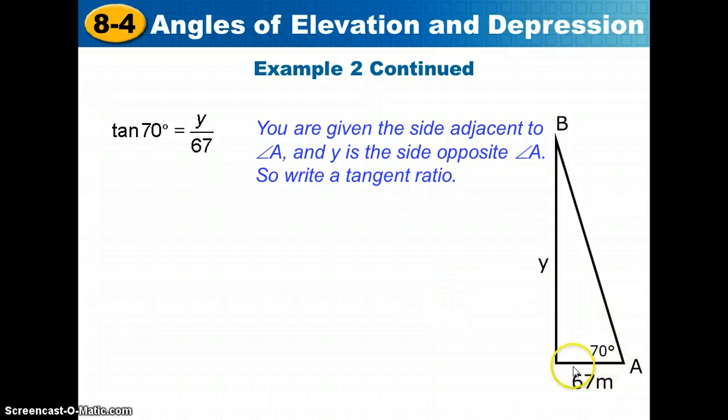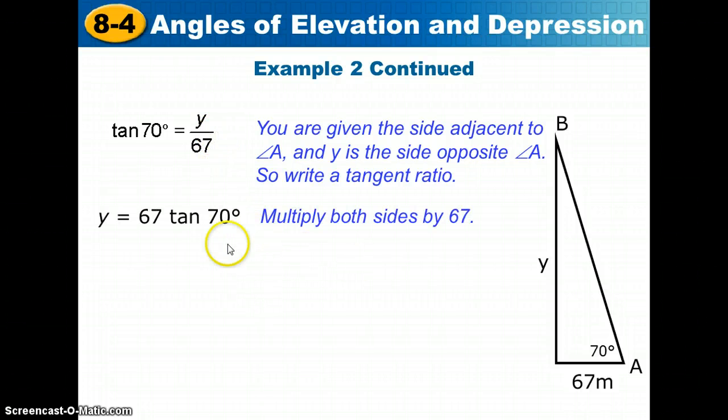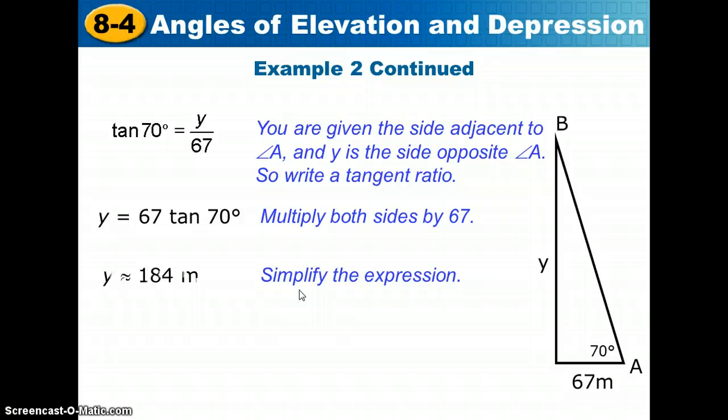Since I'm using the adjacent leg to find the opposite leg, we're going to use the tangent ratio. The tangent of 70 degrees equals the opposite leg y over the adjacent leg 67. Remember, we solved this by multiplying both sides by 67. So y is 67 times the tangent of 70, and with our calculator we discover that y is approximately 184 meters. So the height of the Space Needle in meters is about 184.